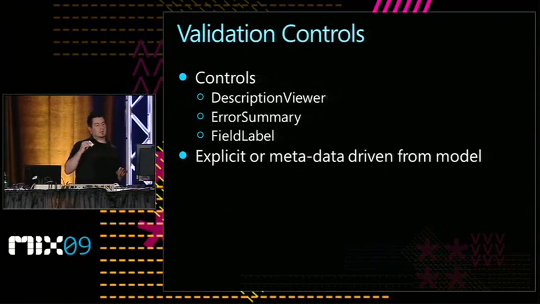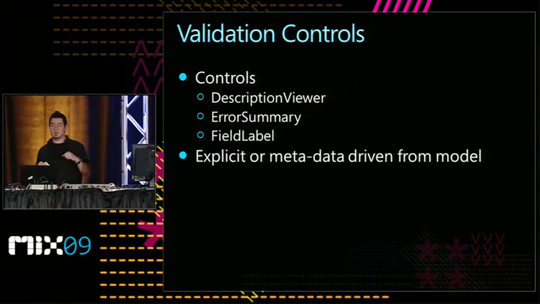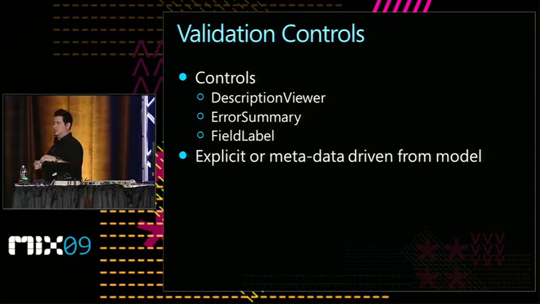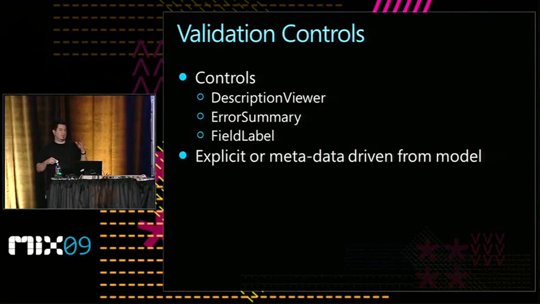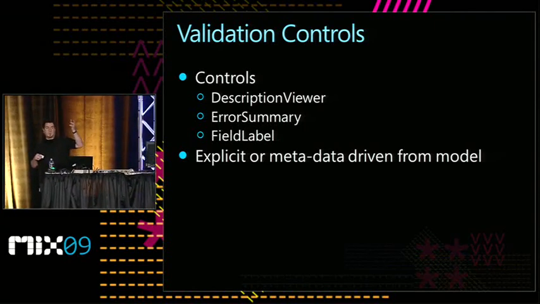Validation controls. These are controls that work tightly with the new validation that came out with Silverlight 3. The validation is great. A lot of people have asked for it. These controls make it even better. They allow you to take metadata that you've attached to your business model, to your view model, whatever paradigm you're using, and then link it up to these controls to reflect it in the user interface. And I'll show you a little bit about that.